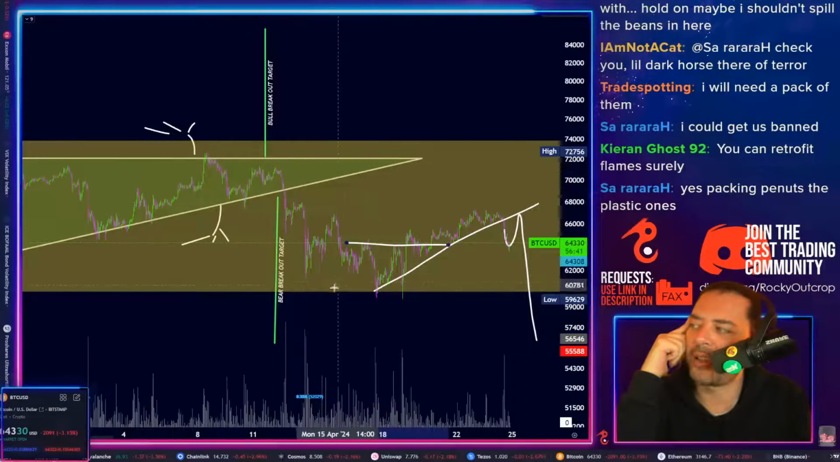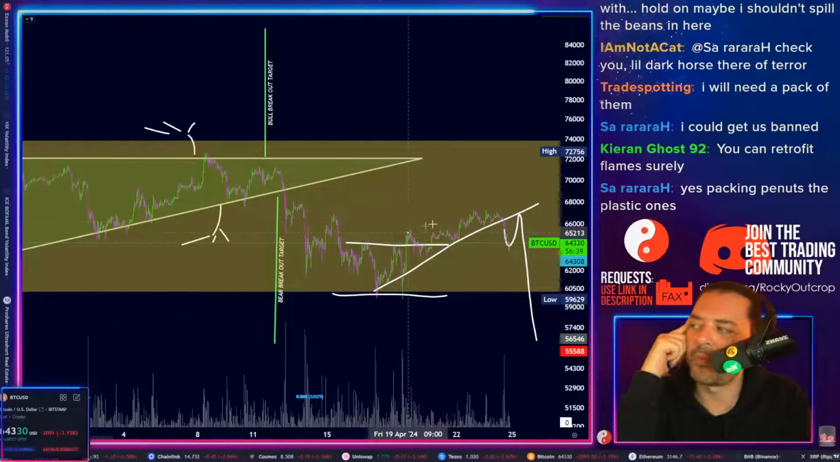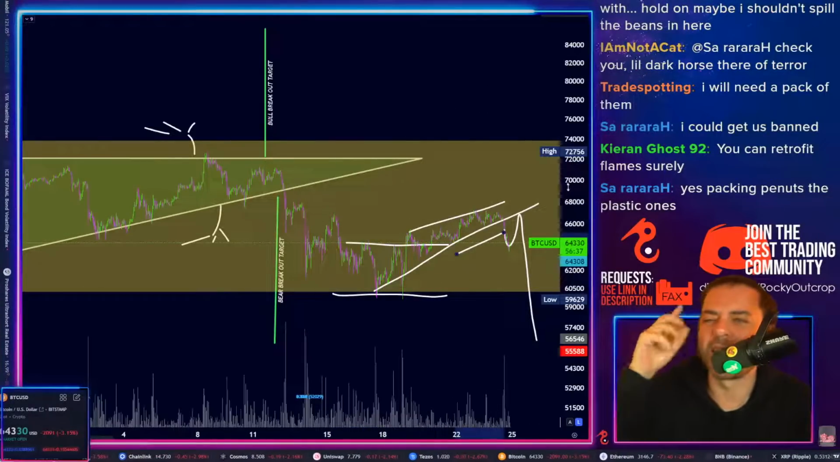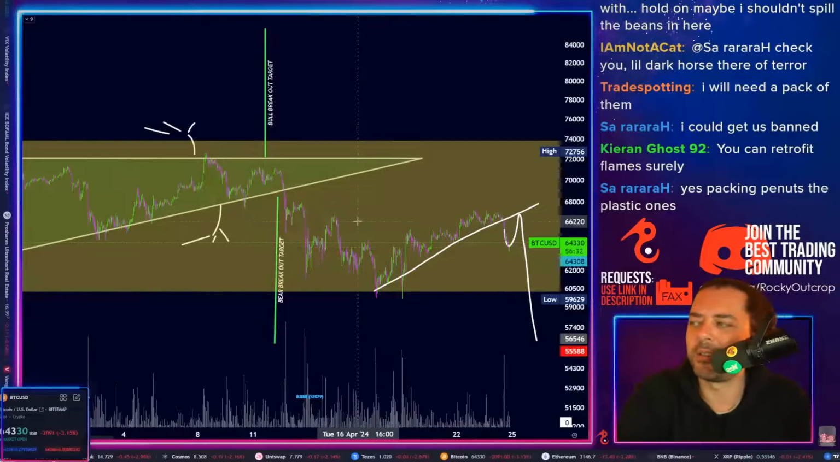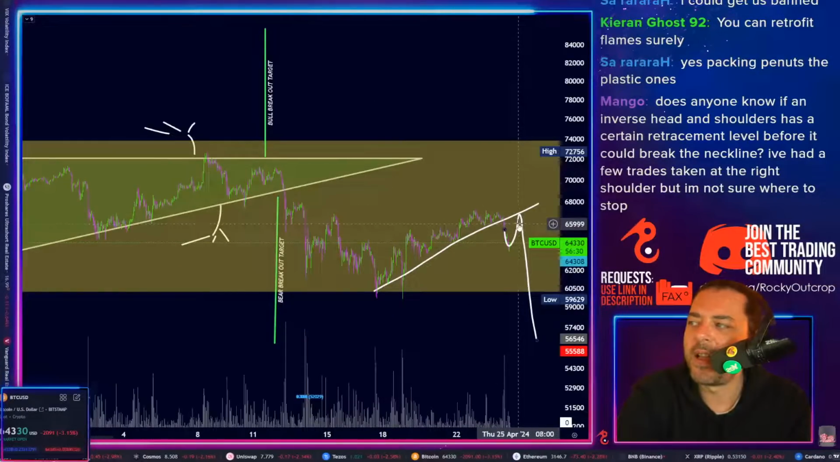There isn't that rectangle that the other one had that then moved into this, which then moved into the thing. It wasn't quite the same as the other chart, but the principle is there.